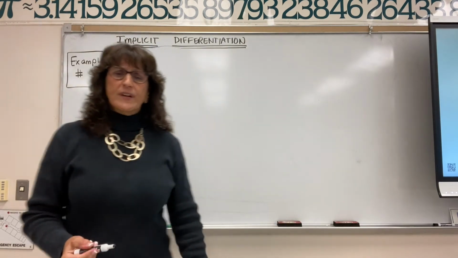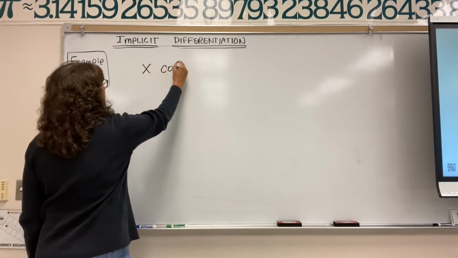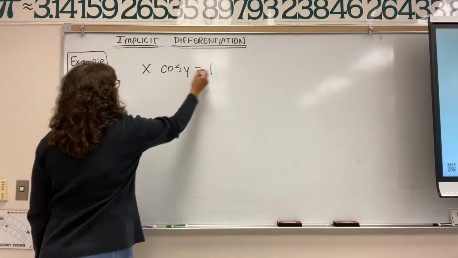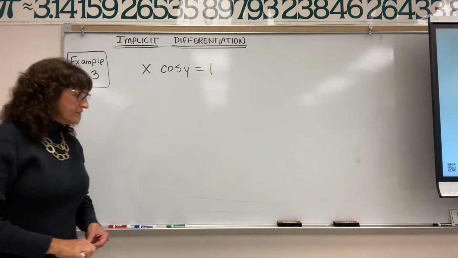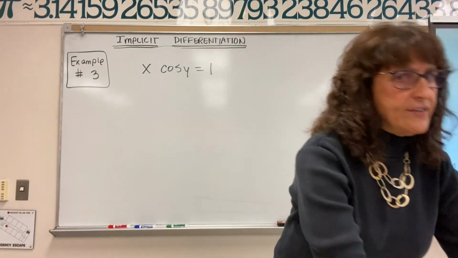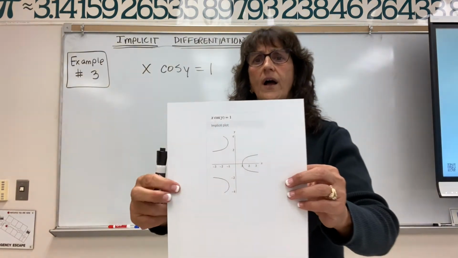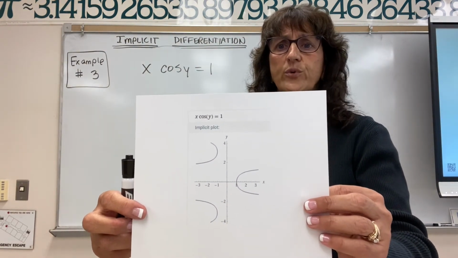Okay, so trig example: x times the cosine of y equals 1. This is our third example. This will be our last example. This is our trig example. Okay, so let's do a trig example. So now, what does this curve look like? All right, so x times the cosine y equals 1. Here's a graph of x times the cosine of y equals 1.